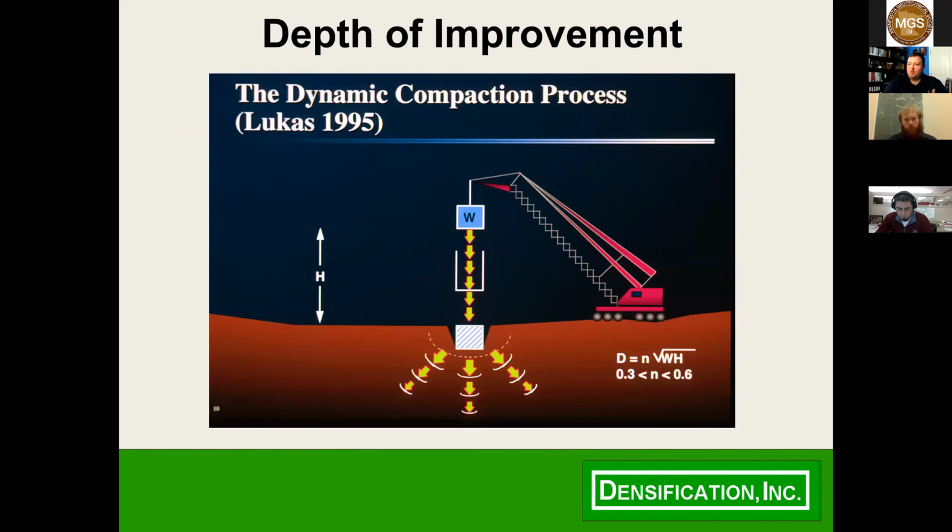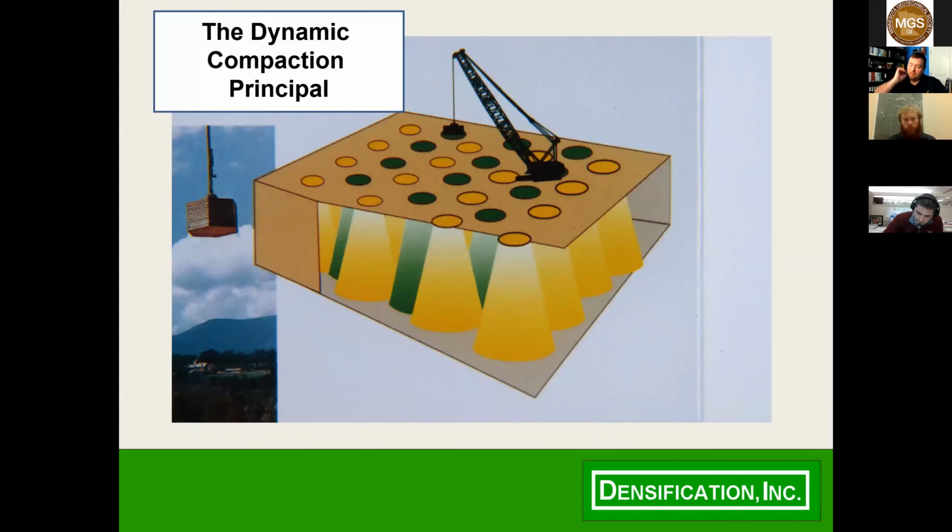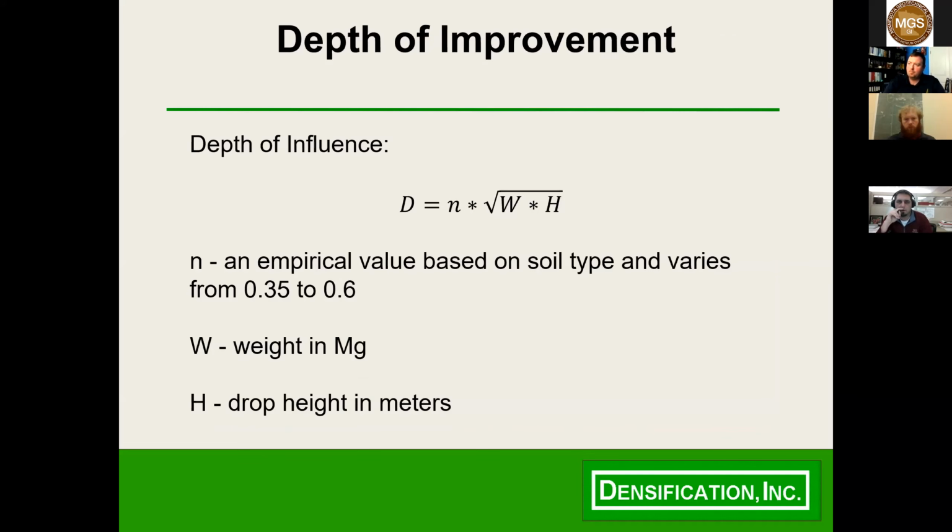Right. So here we just have a few schematics of the process. You can see it's kind of like a conical distribution of the energy under the weight. Right. Here's another illustration. And what you can take away from this is you see the yellow and the green circles at the surface. Those would be the crater locations. And what you can see here is the idea that these cones of influence under the crater zones, you design it such that they all basically overlap, and that's how you're making sure you're improving your entire mass, right? So 2 formulas, 2 design criteria to keep in mind.